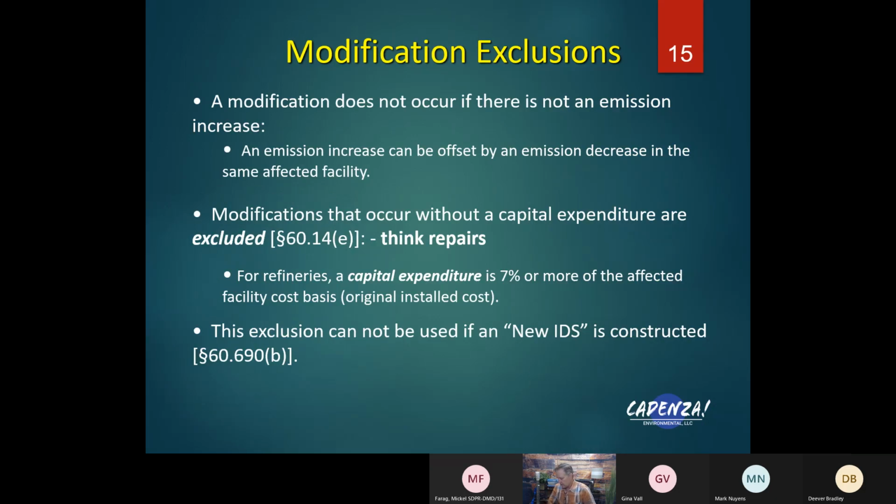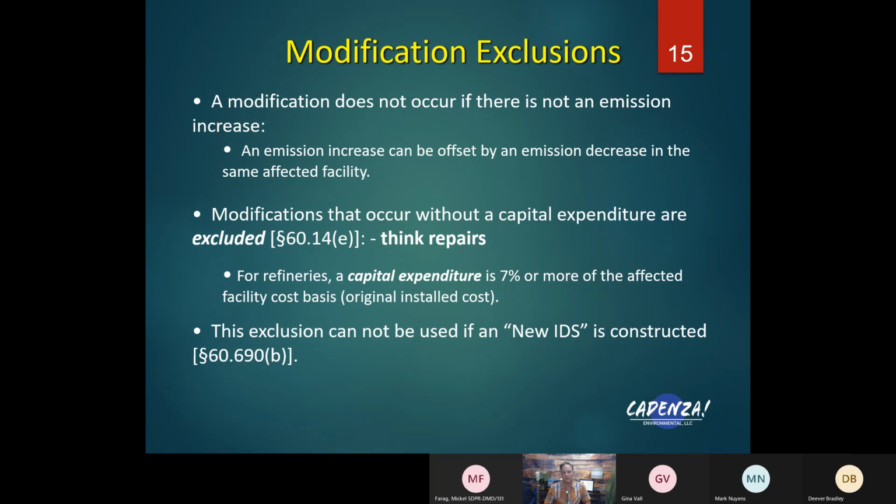So modification exclusions, another exclusion I wanted to roll out there. A modification does not occur if there is not an emission increase. So in this case, if, for example, you wanted to add a new drain to an individual drain system that may have some VOCs associated with it, you can modify that individual drain system by adding that drain. But if you remove an equivalent or more of the emissions that you added to it, and you meet a couple of other capital cost criteria, you can do this without triggering what's known as a modification, and therefore not triggering QQQ.